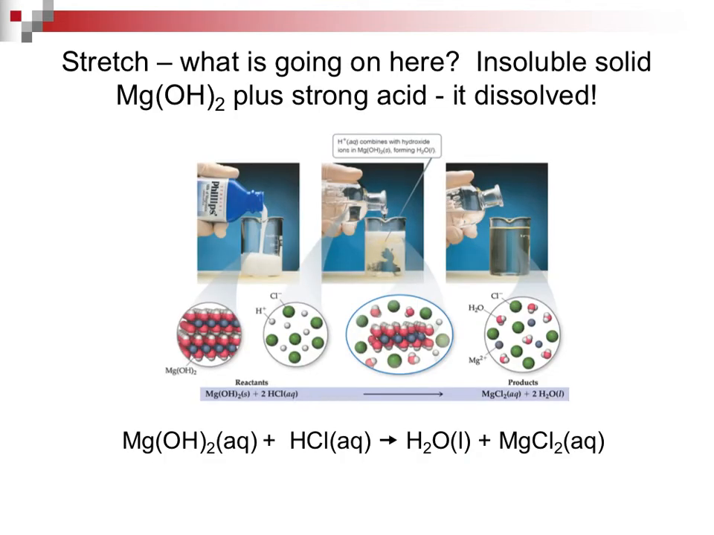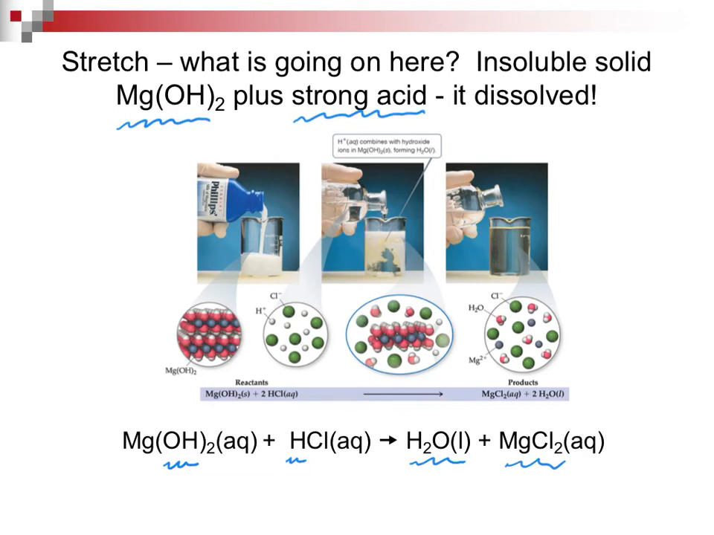2 things before we wrap this up. Here's a stretch. What's going on here? I have magnesium hydroxide. It is an insoluble solid. But if I add it to a strong acid, it is going to dissolve. What's going on? Well, there's the picture you can look at from your text, but here is the hydroxide ion. Here is the H plus ion. They're going to combine to form water and some magnesium chloride.